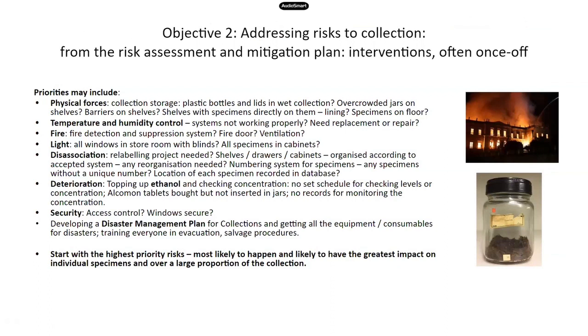So you've got to think about all the things to put in here. Are you going to be replacing plastic bottles and lids in a wet collection? Have you got overcrowded jars on the shelves? Have you got barriers on all your shelves? Do you need to line the shelving with cushioning for specimens sitting directly on them? What are you going to do about your specimens on the floor? Your temperature and humidity controls, all of these things, fire, light, dissociation, your relabeling. Are all your collection shelves and cabinets and drawers numbered? And do you record all the locations of each specimen in your database?